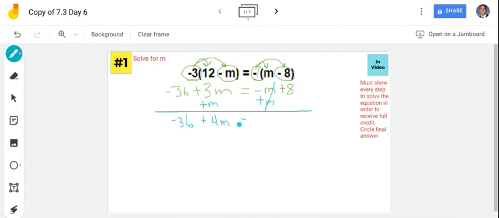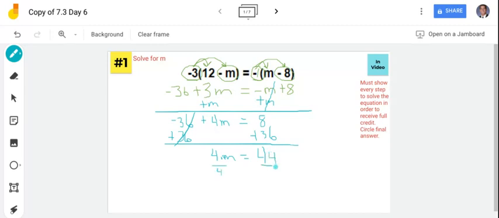So now that my variable m is on the left, I need my numbers on the right side. So I'm going to move the -36 to the other side by adding 36, so that the 36's cancel on the left side. Draw a diagonal line through them. So I'm left with 4m. 4m equals 8 plus 36. That's 44.